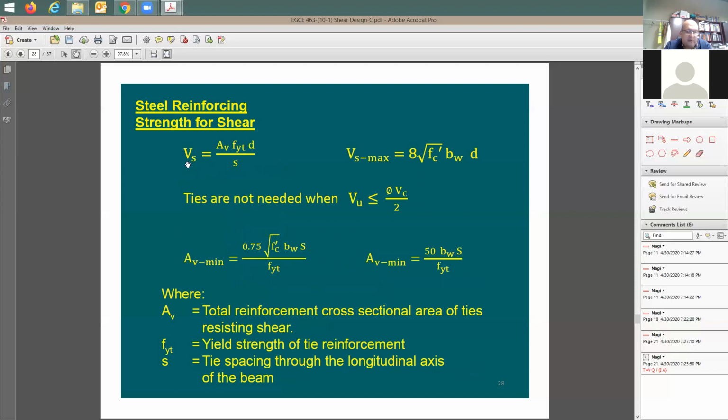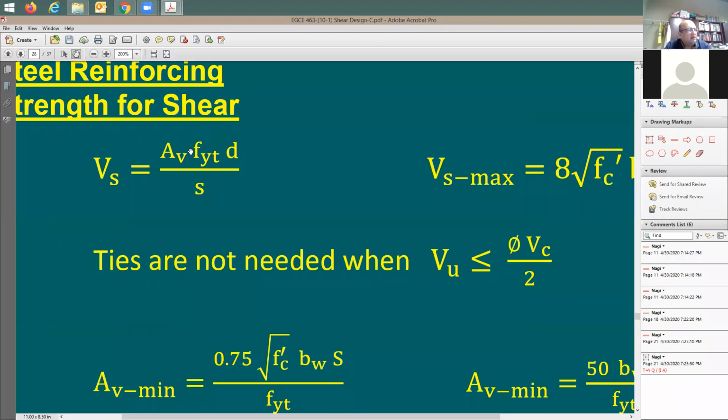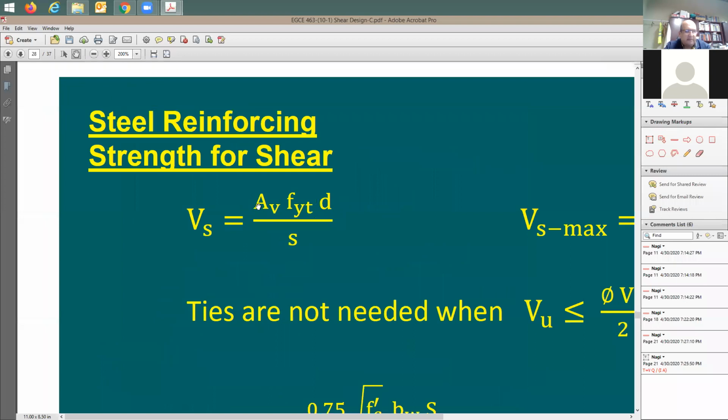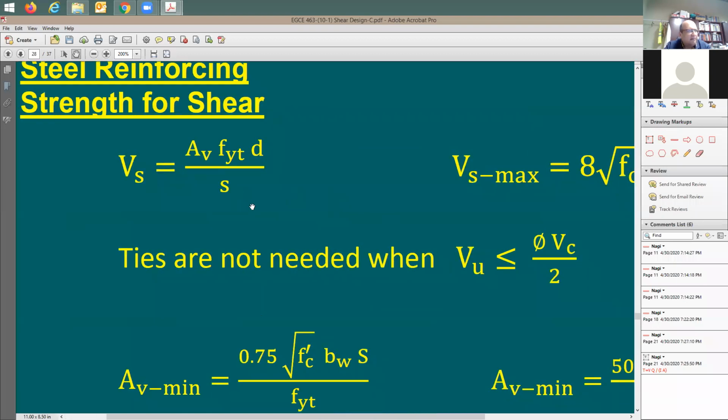Now, the steel strength component, or the strength coming from the steel due to the steel presence, is going to be given by this equation here. A_v is going to be the cross-section area of the vertical legs of the tie or the stirrup. f_yt is going to be the strength of the ties. d is going to be the effective depth of the beam. s is going to be the tie spacing.